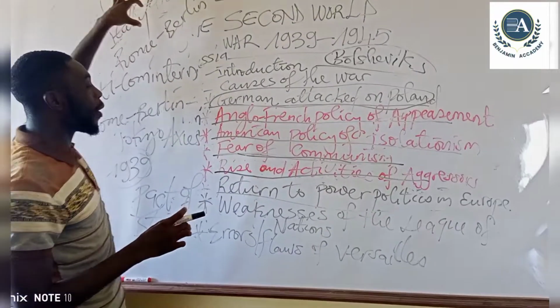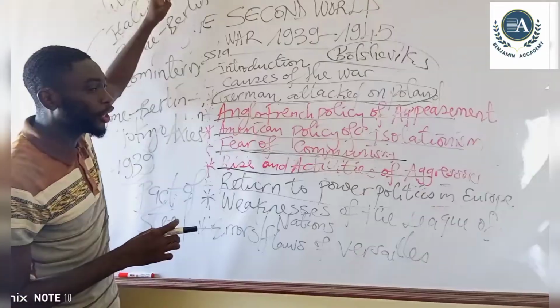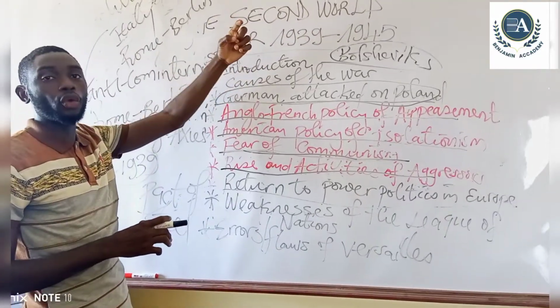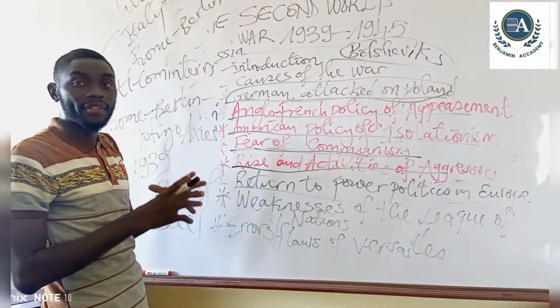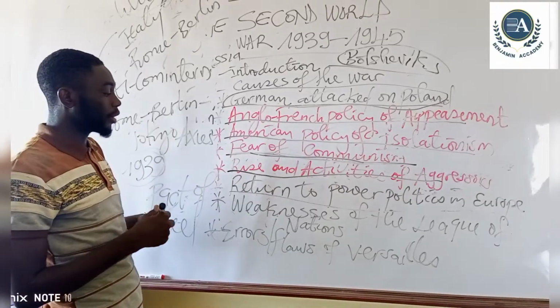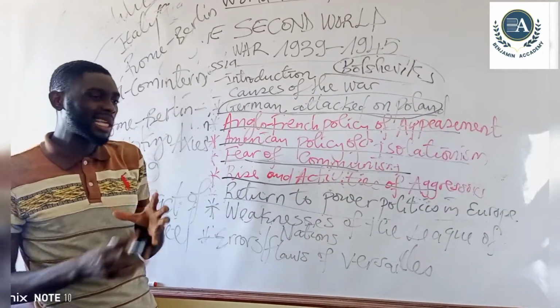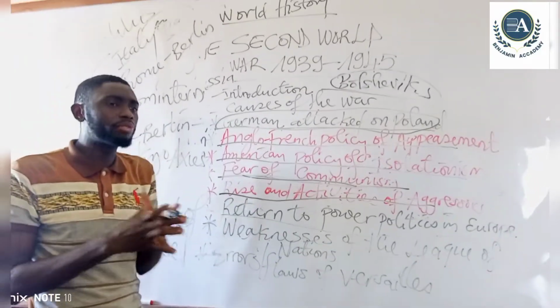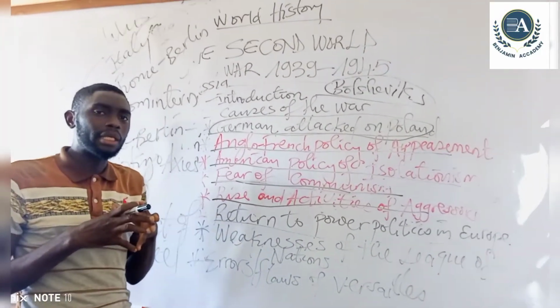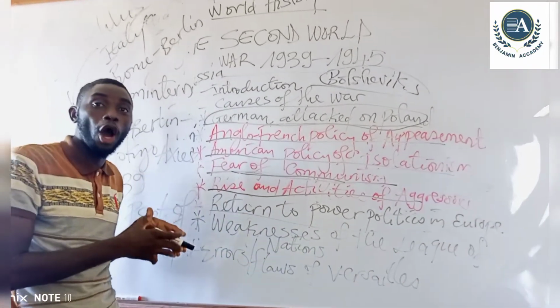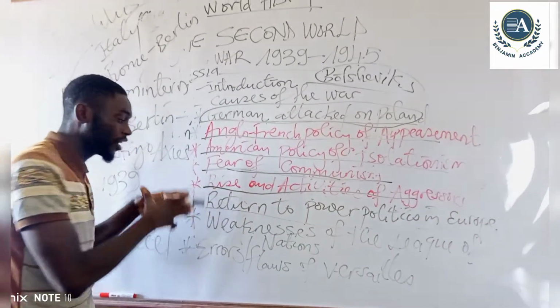So under the power politics in Europe, we have the Rome-Berlin axis, the anti-Comintern Pact, the Rome-Berlin-Tokyo axis, and the Pact of Steel. How did they contribute to the outbreak of the Second World War? If they have the idea that an attack on one means an attack on all, definitely if Britain and France are attacking Germany in September 1939, obviously Italy and Japan should support Germany, and that was what happened.